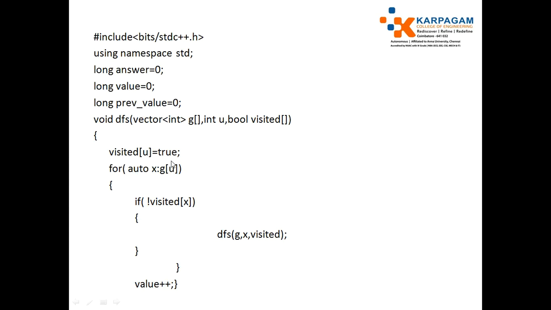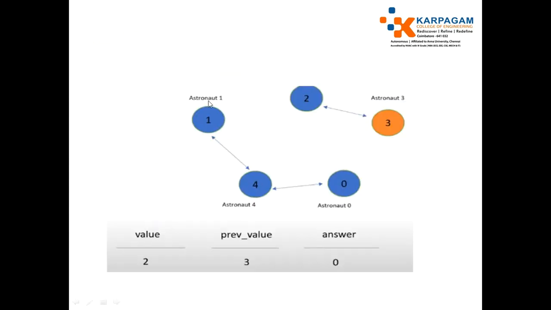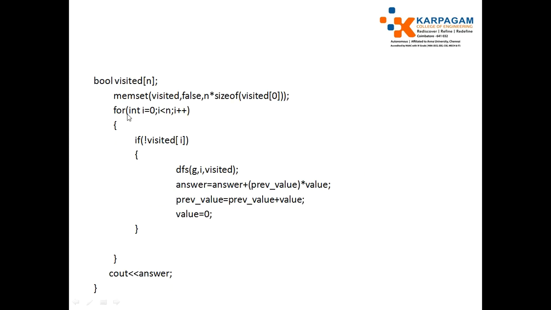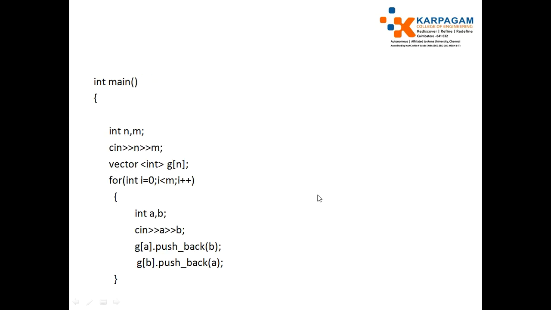Here I mark my node as visited and I continue my DFS from the current node, and I always update my value. You can see the value field is updated here. So this is how I approach this particular problem. Once the DFS for one connected graph, here the one connected graph, meaning 1, 4 and 0, has finished, I need to update my variables. Here answer equals answer plus previous value into value.